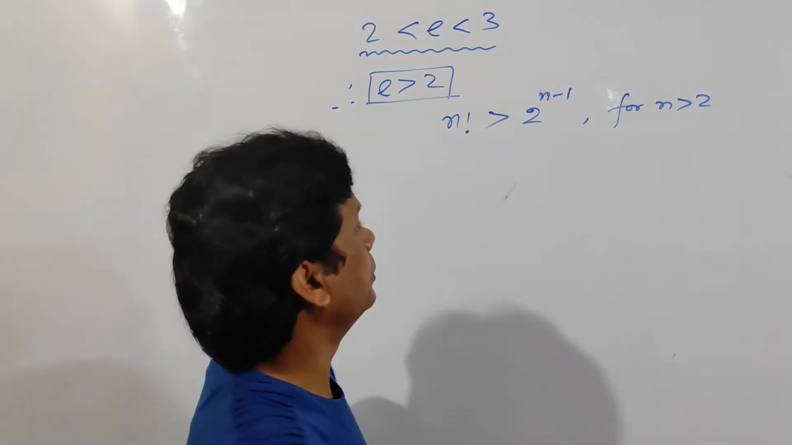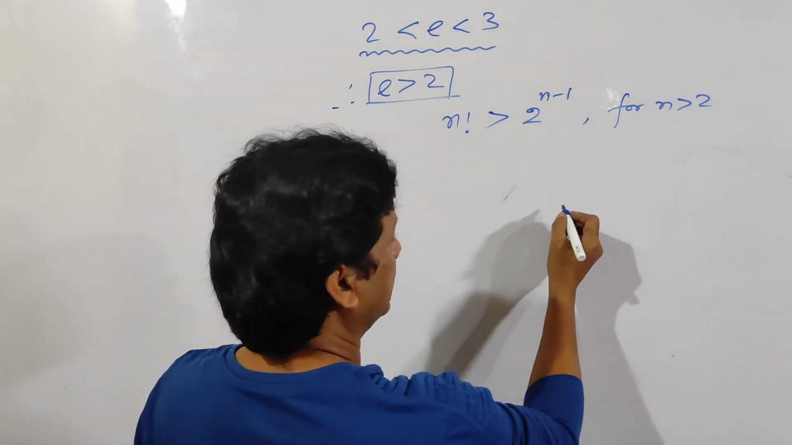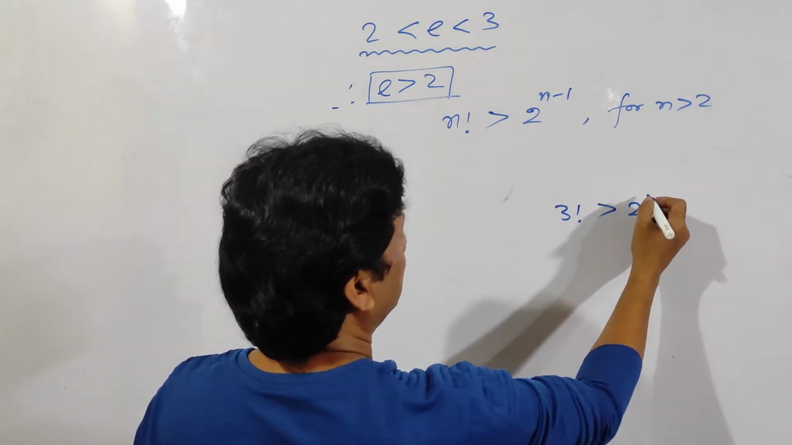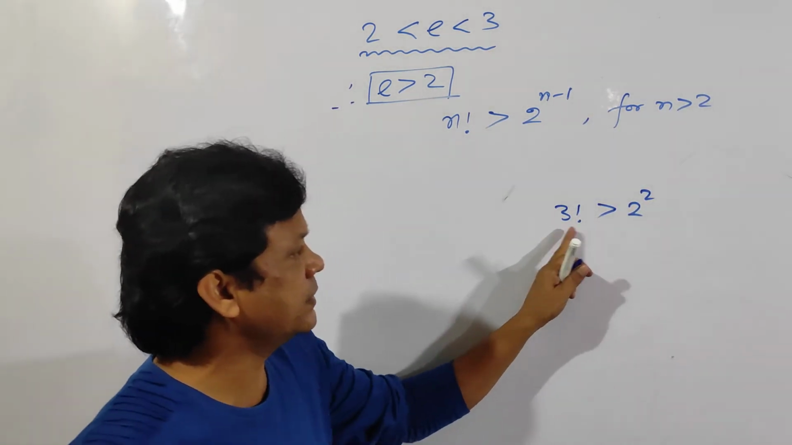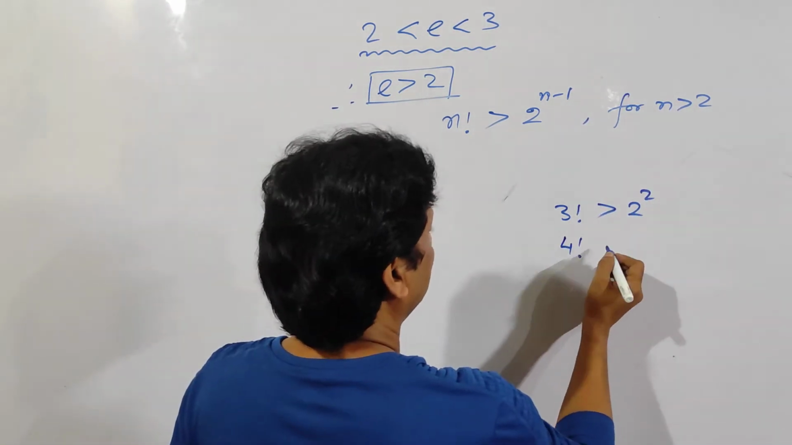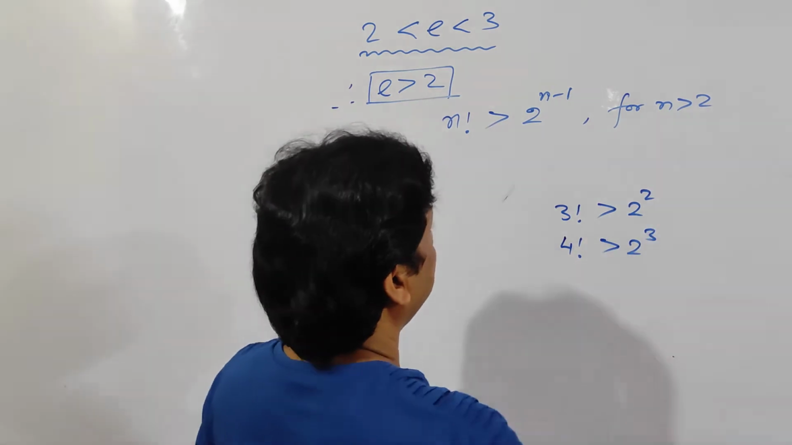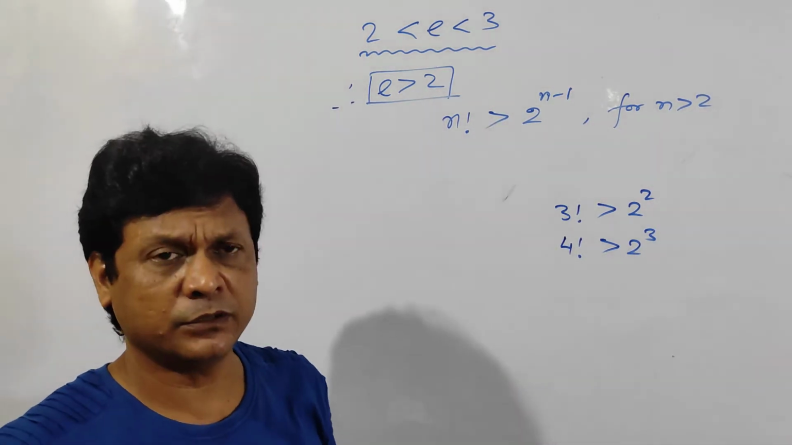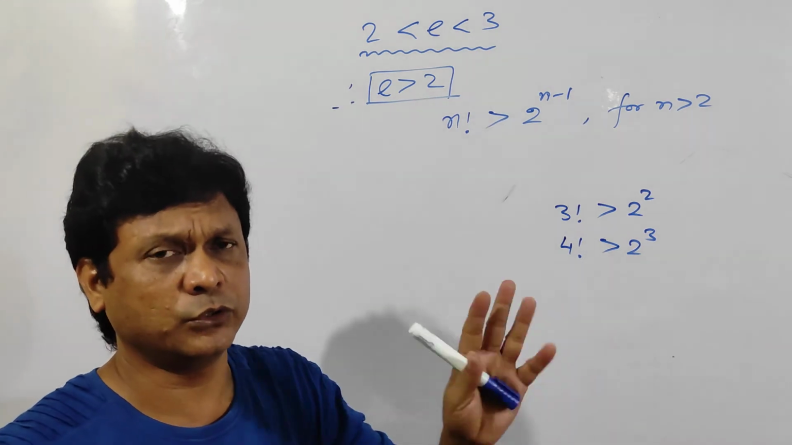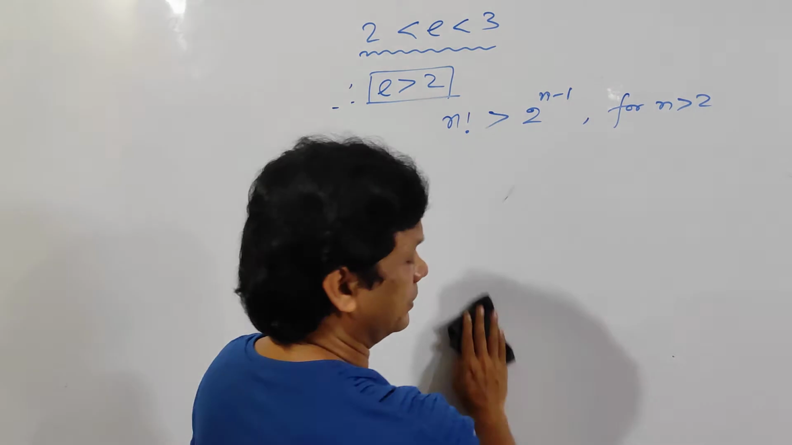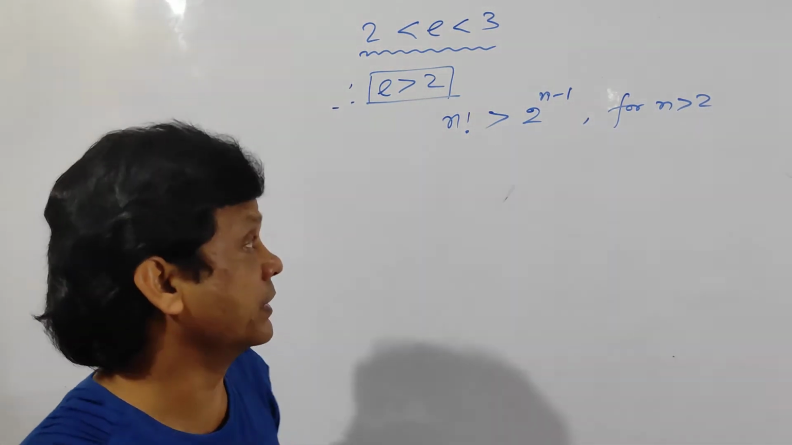If n is greater than 2, let us take n equal to 3. So factorial 3 is greater than 2 to the power 3 minus 1, which is 2 squared. This one is 6, this one is 4. Another case: factorial 4 is greater than 2 to the power 3, because 4 minus 1 is 3. 2 to the power 3 is 8. And factorial 4 is how much? 4 into 3 into 2 into 1, so 24. So 24 is greater than 8. So it works. Okay, this inequality works.